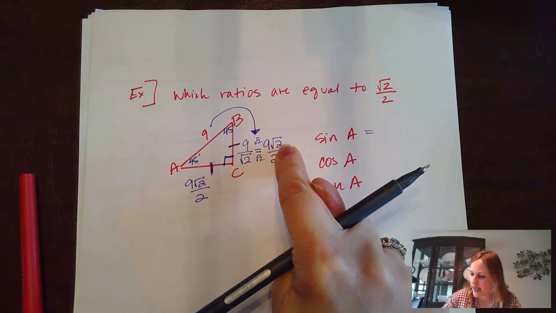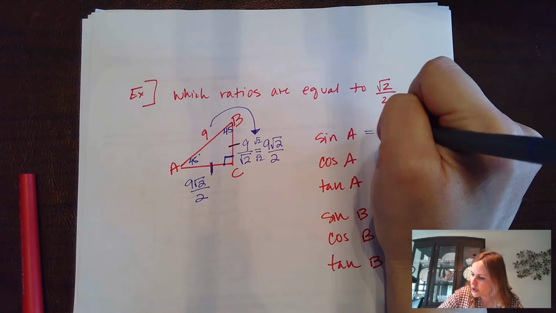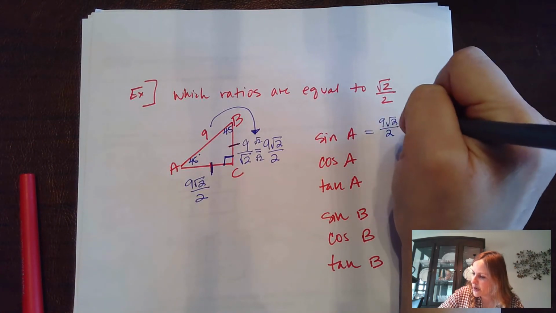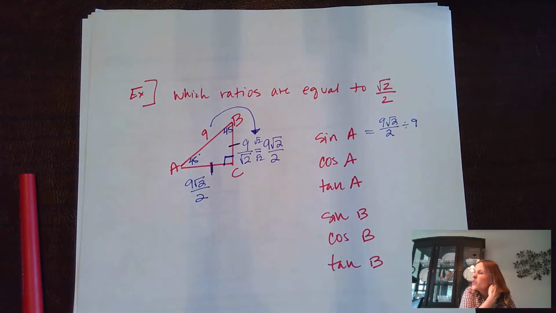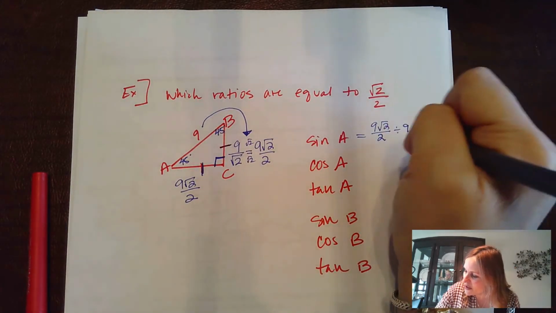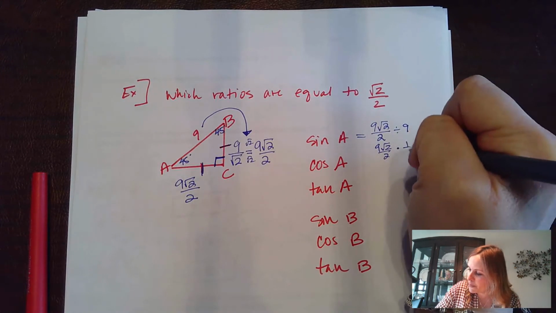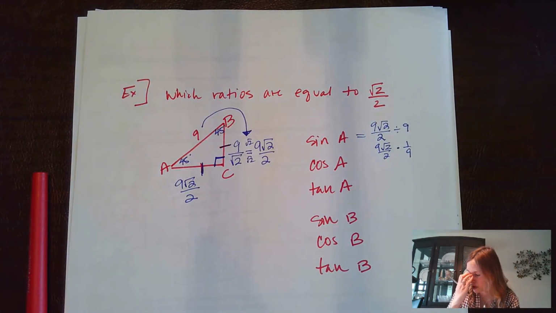That's my opposite side over hypotenuse. So 9 root 2 over 2 divided by 9. You have to do a little math here, okay? How are you with multiplying fractions and dividing fractions? Hopefully okay. If you divide fractions, remember you change it to multiplication and flip the second fraction. Flip the guy and multiply, I think is how I remembered it.